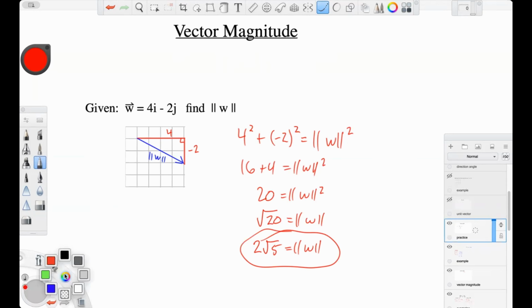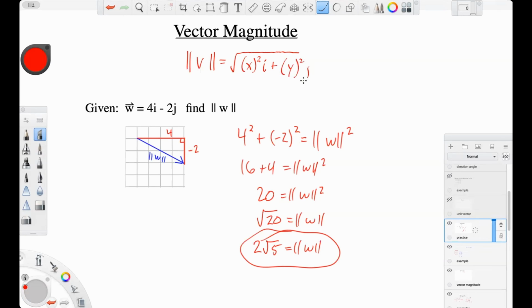So we might ask, what's the generic formula? We can have a generic formula for finding the magnitude of any vector. Let's go back to vector v, because that's a pretty common vector to have. If we have vector v and we're trying to analyze its magnitude, we're going to unpack the Pythagorean theorem a little bit. We'll say that this is equal to the square root of x squared i plus y squared j.